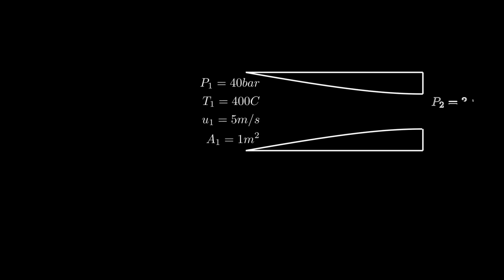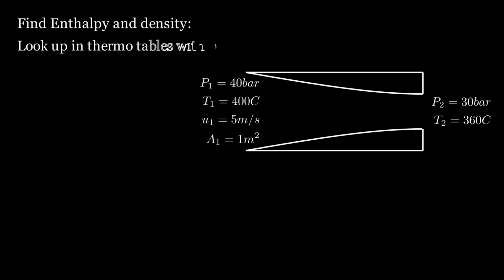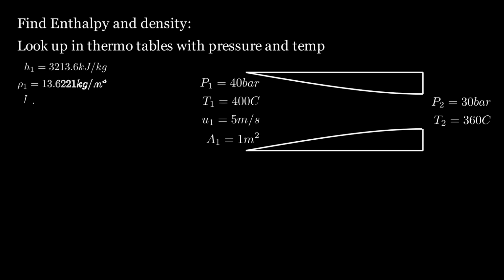Let's now run through an example to test these new ideas. Here, we take a nozzle with inlet conditions having a pressure of 40 bar, temperature 400 Celsius, normal velocity of 5 meters per second, and an area of 1 meter squared. We measure the outlet pressure and temperature being 30 bar and 360 Celsius respectively. The first thing we can do is fill in some blanks by cross-referencing the pressure and temperature on a standard thermodynamic properties table. Or you can use an online properties calculator. I'll link one in the description.